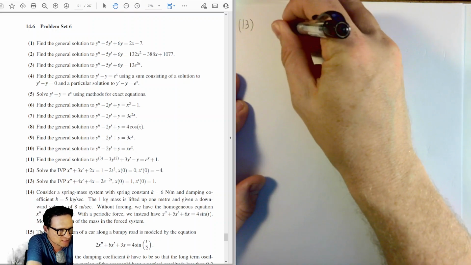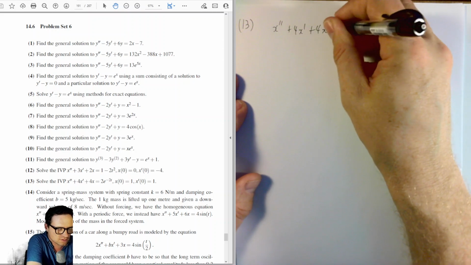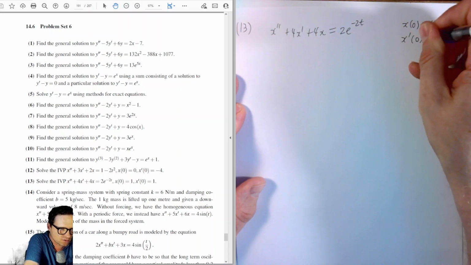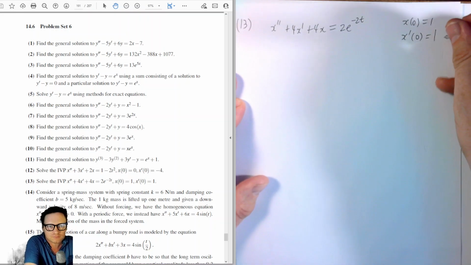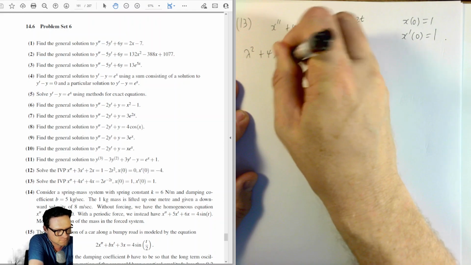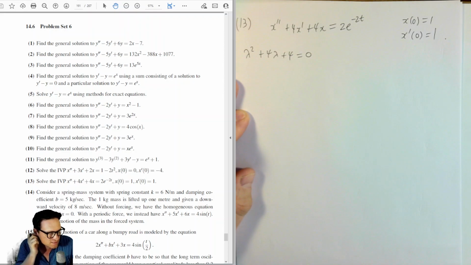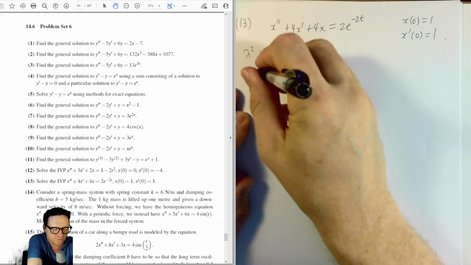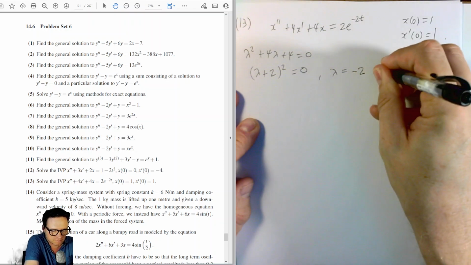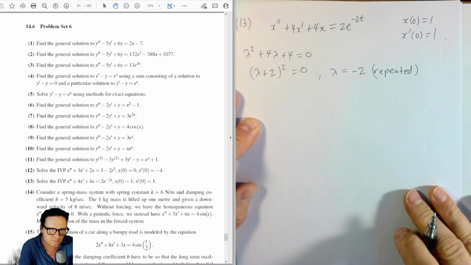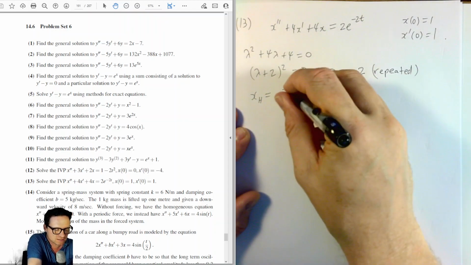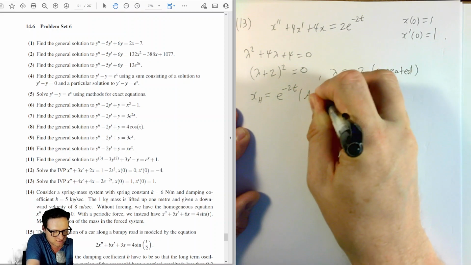says solve the initial value problem x double dash plus 4x dash plus 4x is 2 e to the minus 2t with x of 0 is 1 and x dash of 0 is also 1. Okay, so we need to begin by writing down our characteristic equation, which is this. Now this has discriminant 0, so we have a repeated root here and it's a perfect square. So lambda is minus 2 repeated. And remember what our solution looks like here. X homogeneous is equal to e to the power of minus 2 times t, and then we have A plus Bt.